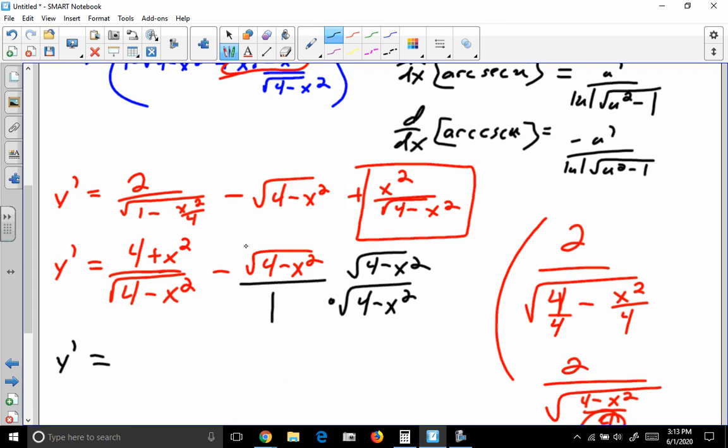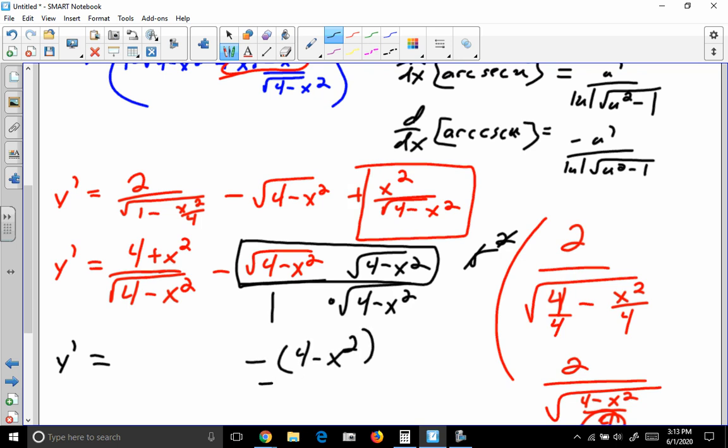So for this term, when we multiply those numerators, notice those are the same thing. So essentially we have a square root that we're squaring. So those cancel, leaving us what's underneath. So we're going to be subtracting 4 minus x squared, which is the numerator over the square root of 4 minus x squared. Now our two fractions have the same denominators.